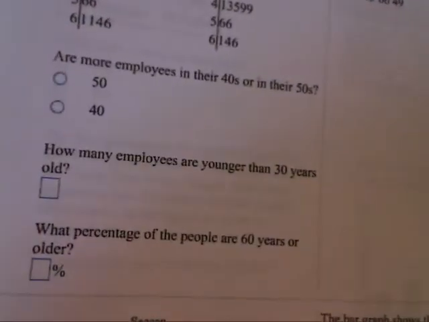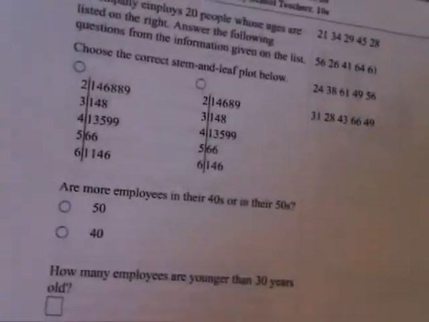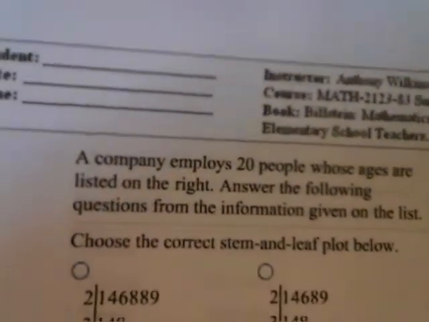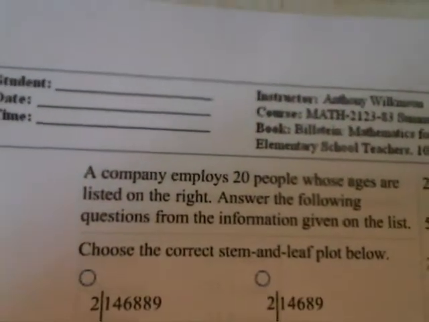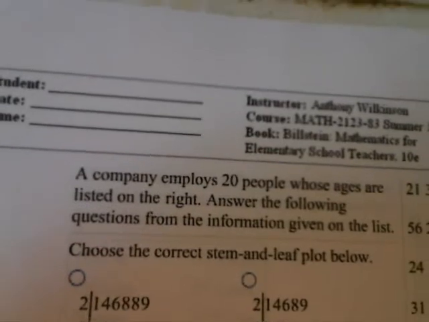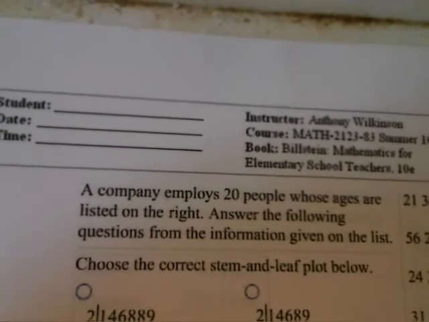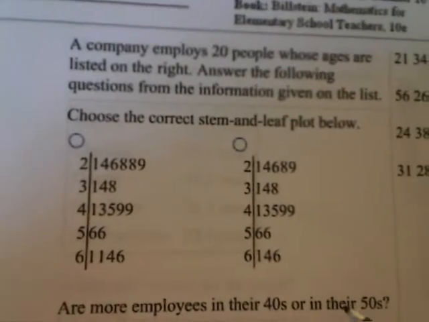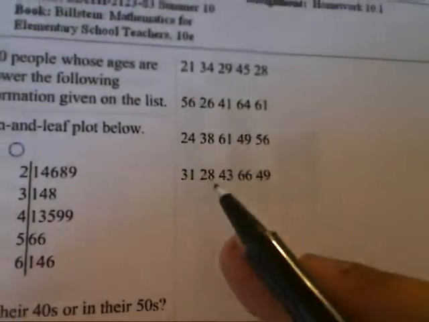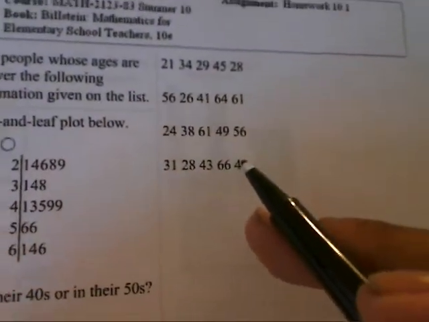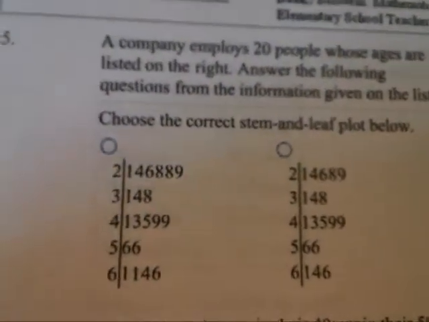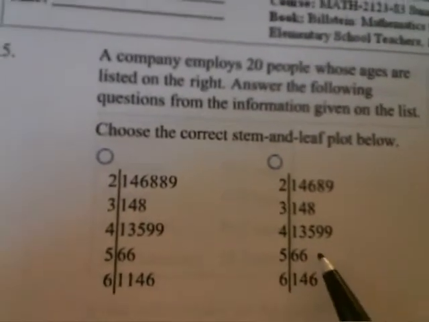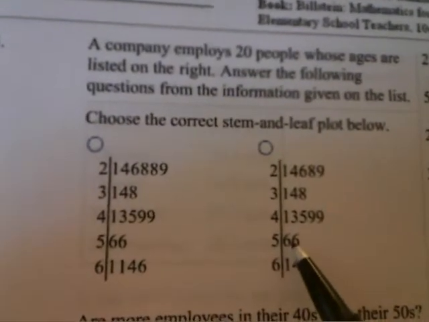Okay, let's look at the next problem, which deals with the stem and leaf plot. In this case, a company employs 20 people whose ages are listed on the right. Answer the following questions from the information given on that list. Now here you want to choose the correct stem and leaf plot for this set of data. And you can see that there are 20 pieces of data here. And you want to select the one that has 20 stems in this set of data.